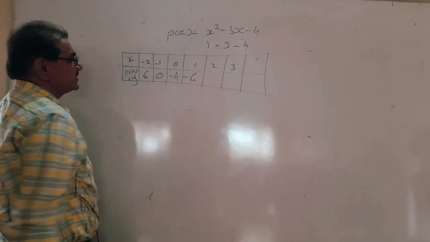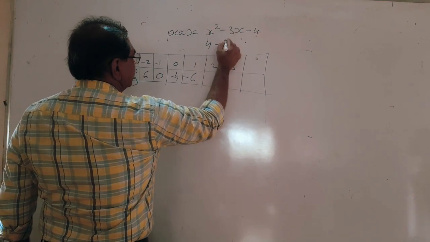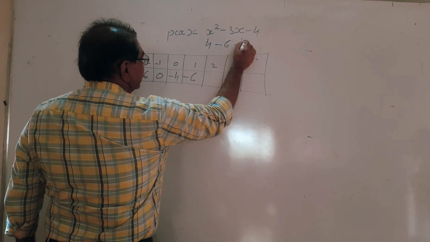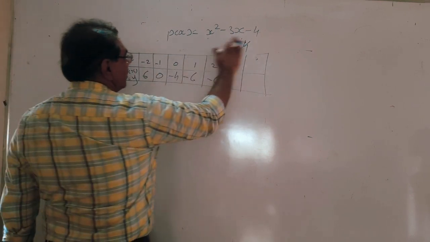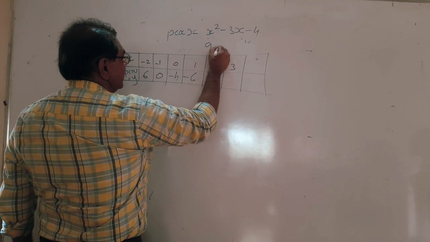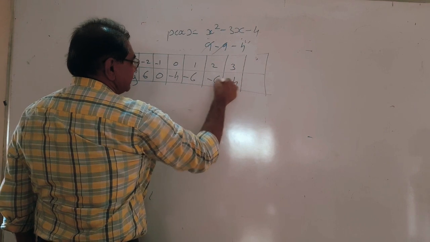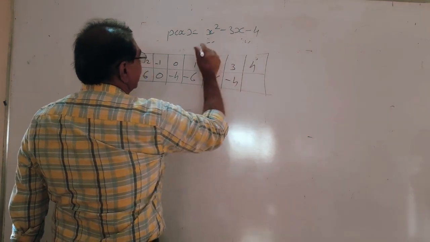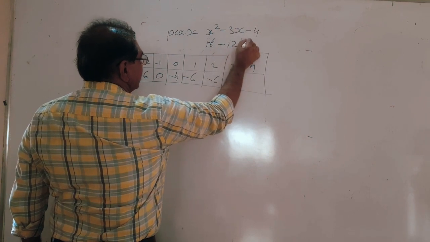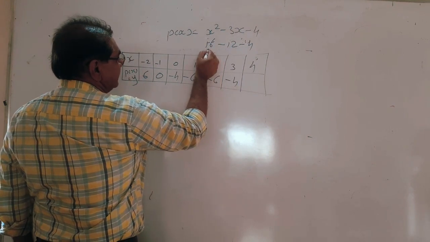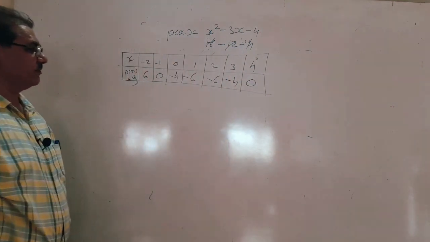It is minus 6. Now take 2. 2 square is 4. Minus 3 twos are 6. Minus 4. Plus 4 minus 4 cancel. Answer is minus 6. Now go for 3. 3 square is 9. Minus 3 threes are 9. Minus 4. Cancel. Answer is minus 4. If I take 4, then 4 square is 16. Minus 4 threes are 12. Minus 4. Plus 16 and minus 16 gone. Answer is 0.